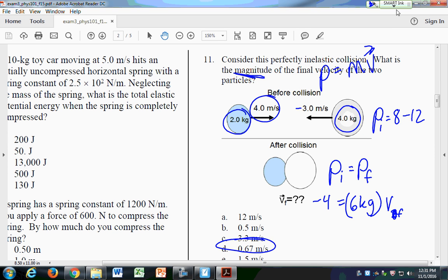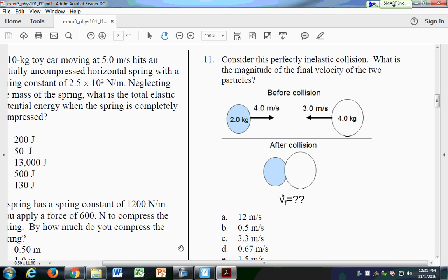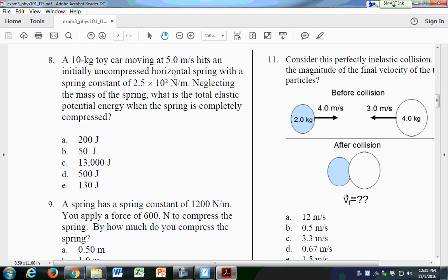Okay, you will also have, clear? We good? Okay, you also have a problem.